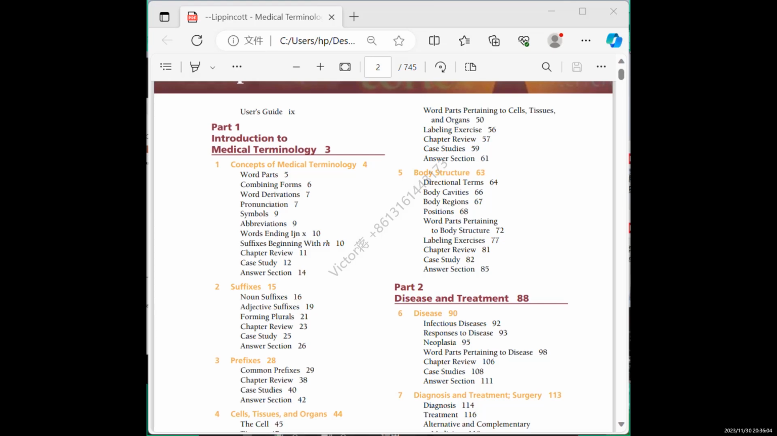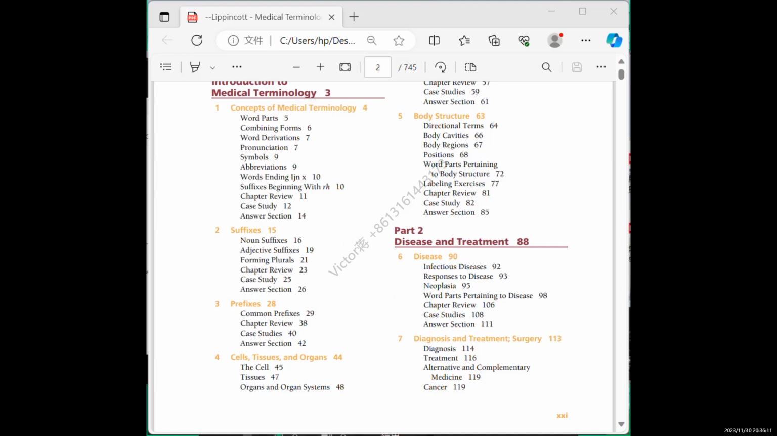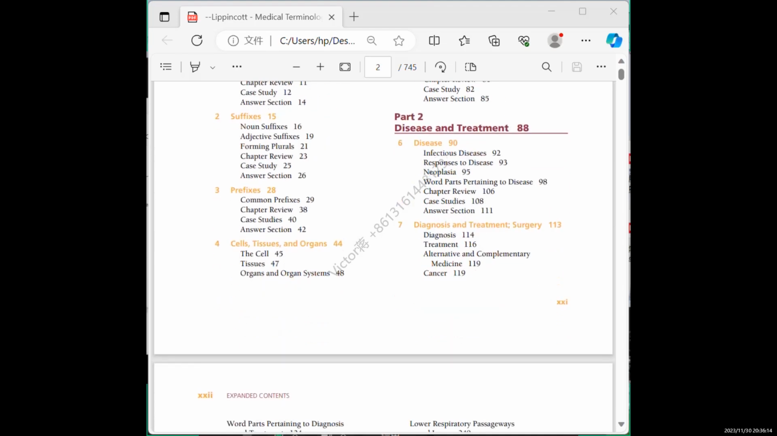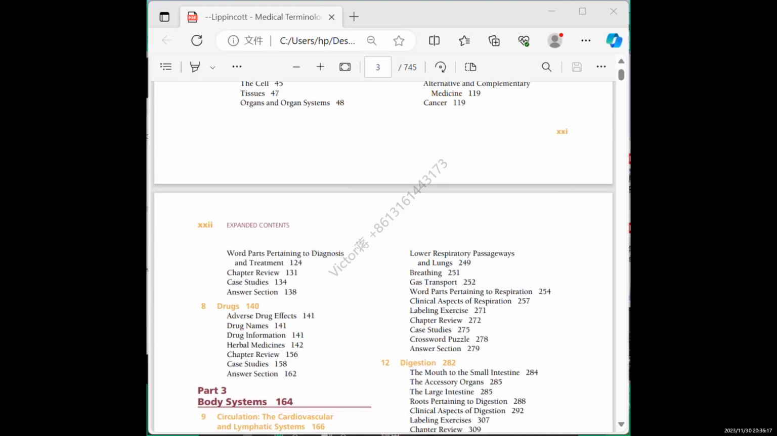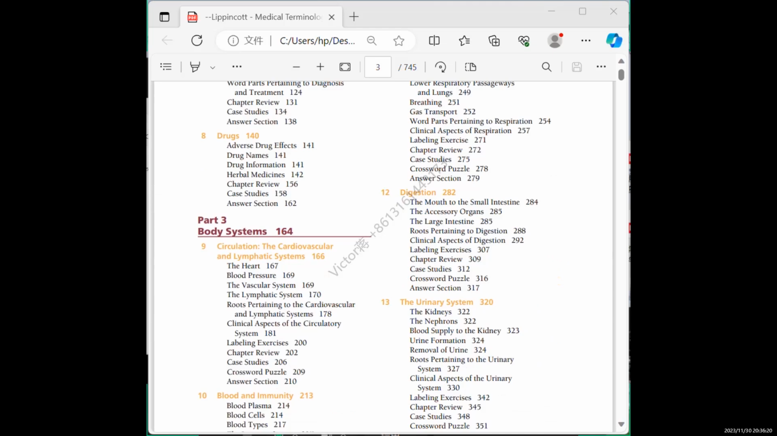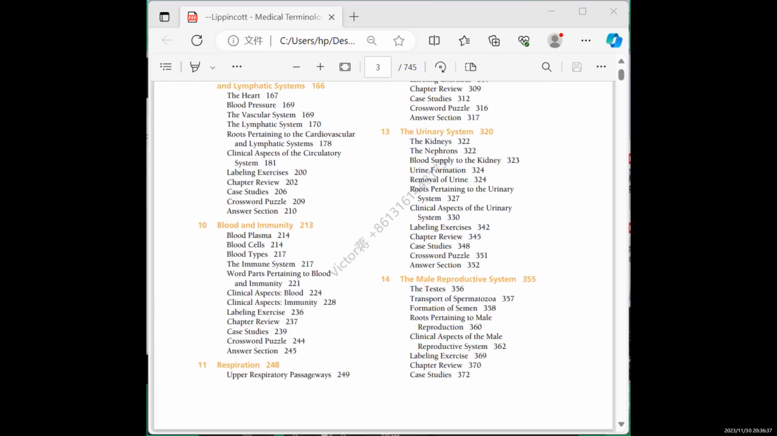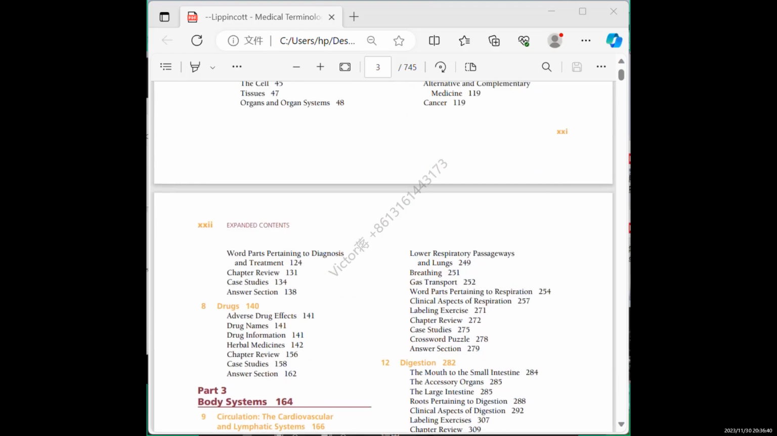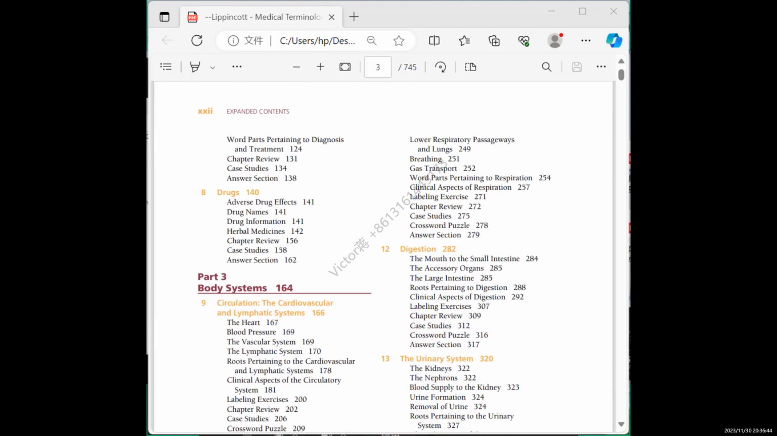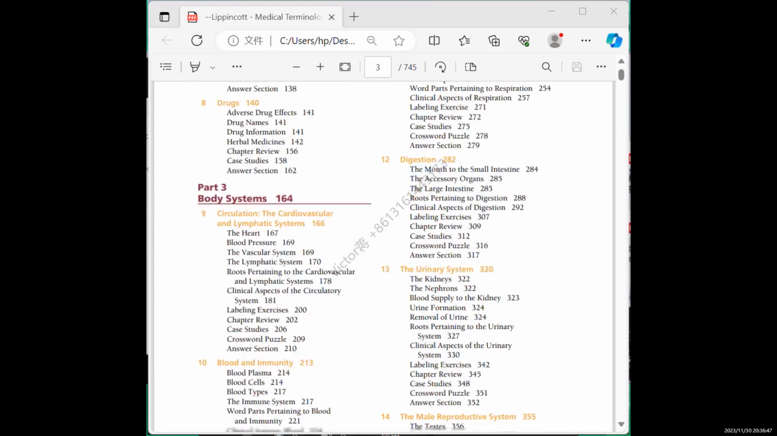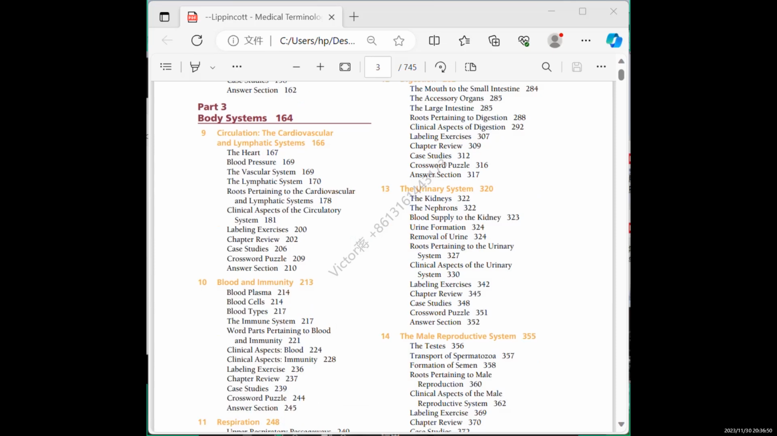As for part two, it covers disease and treatment. In this part we have chapter 6, disease; chapter 7, diagnosis and treatment, surgery; and chapter 8, drugs. That wraps up the second part. Then part three is body systems. Chapter 9 talks about circulation, the cardiovascular and lymphatic systems. Chapter 10, blood and immunity. Chapter 11, respiration. Chapter 12, digestion. Chapter 13, the urinary system. Chapter 14, the male reproductive system.